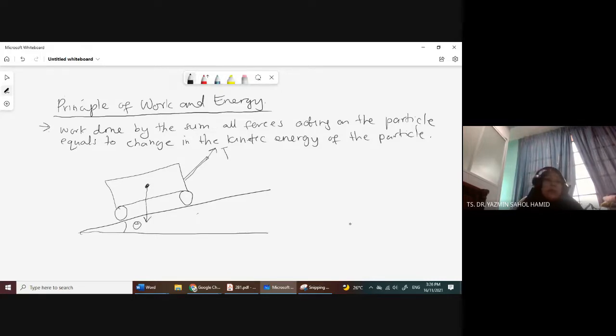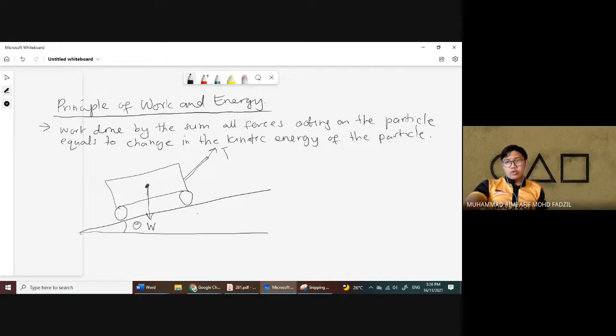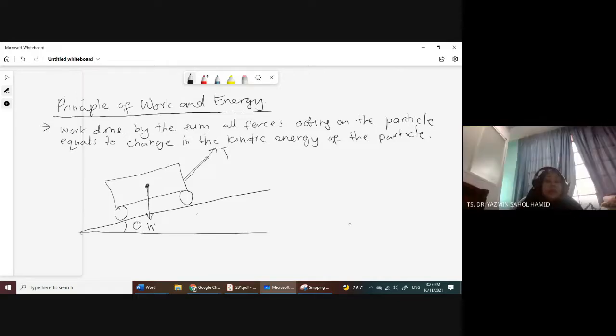Please mind my drawing because I don't have a ruler, but I'm sure you will draw it straight. So you have a weight, and what other forces are involved? Normal force. Okay, the normal force is perpendicular. Good. So let's say this is theta. This angle is a little bit different, let's say it is theta pi.